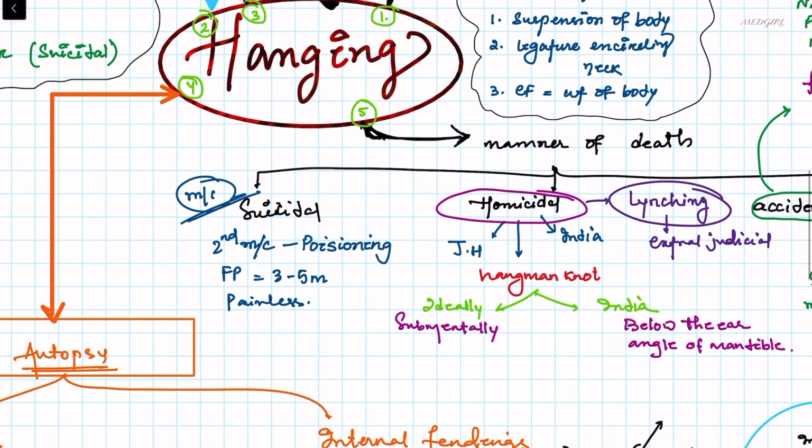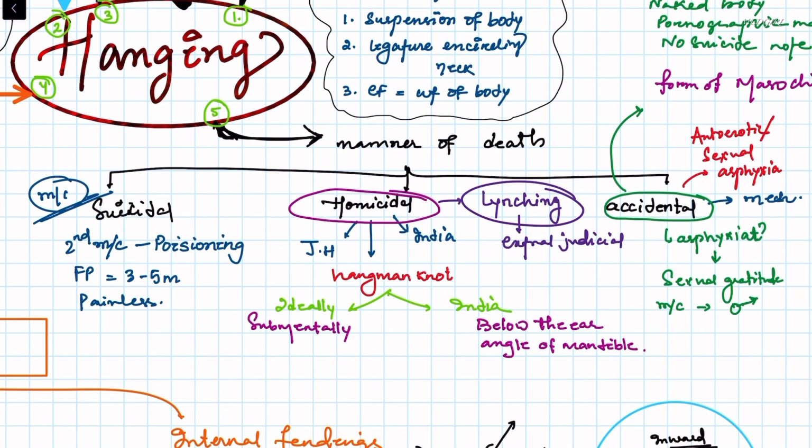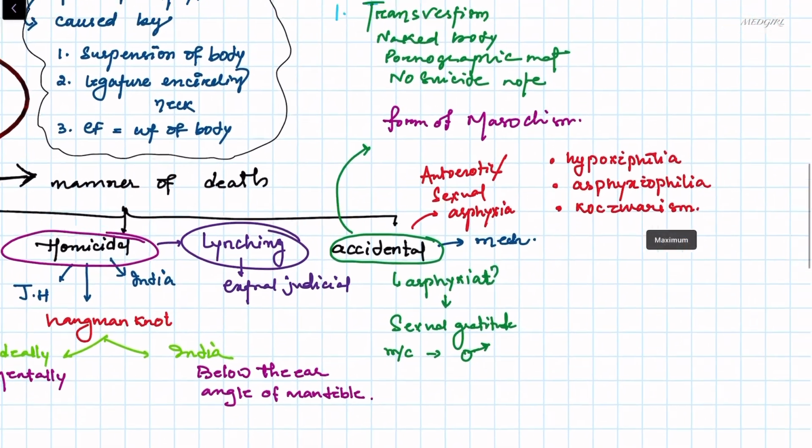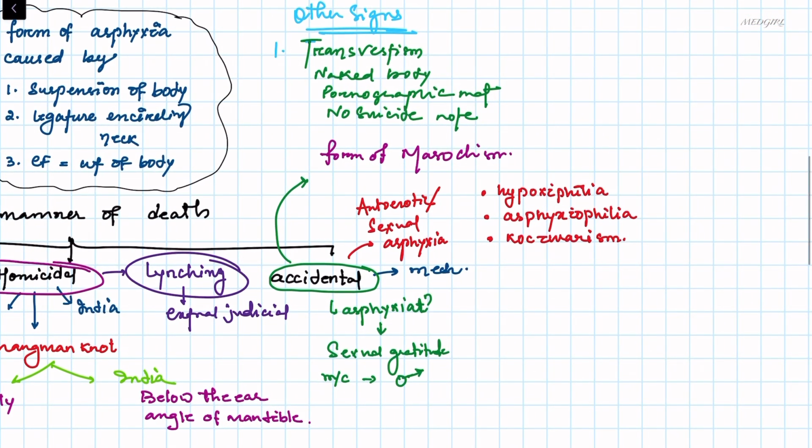Then homicidal is judicial hanging, which is practiced in India. Hangman's knot. Now ideally this hangman's knot is submental, but in India it is below the ear, or we can say below the angle of the mandible. There is a term called lynching or extrajudicial hanging. What does it mean? That means hanging by a group of people in public. Now the third one is accidental.